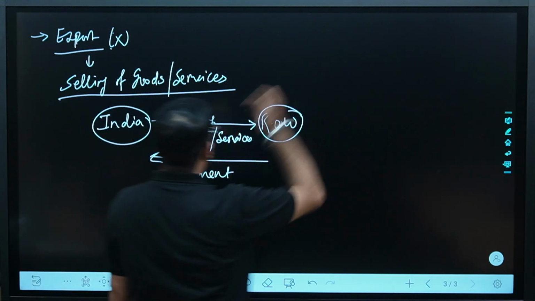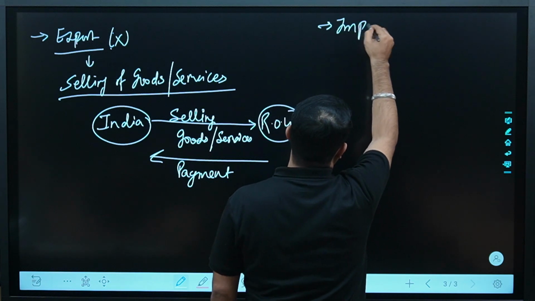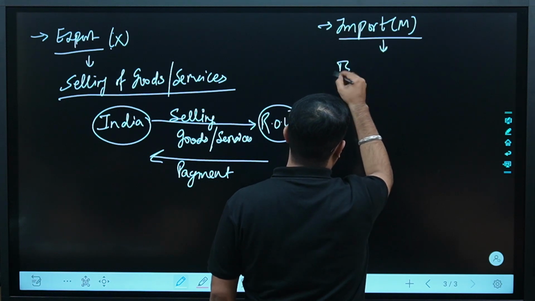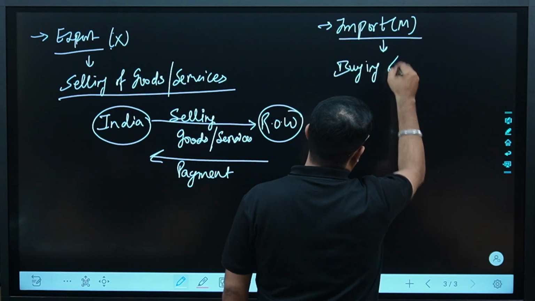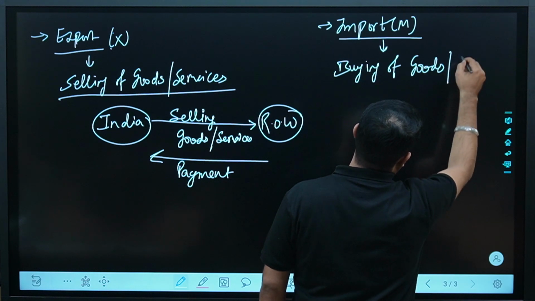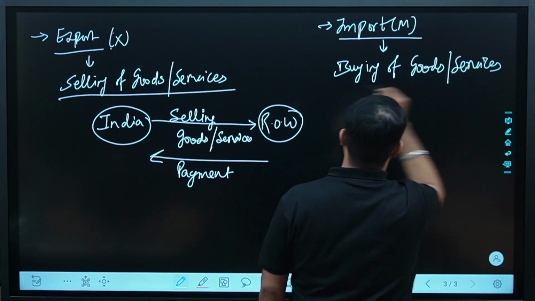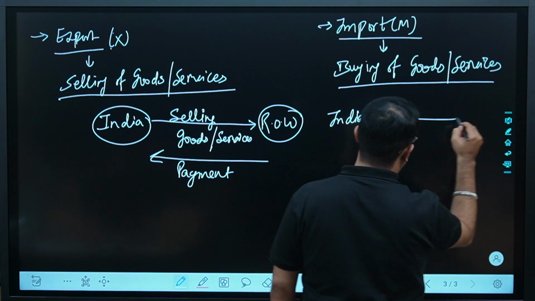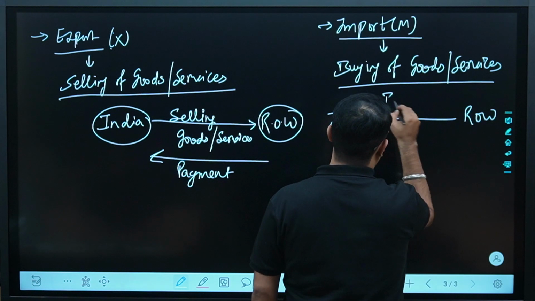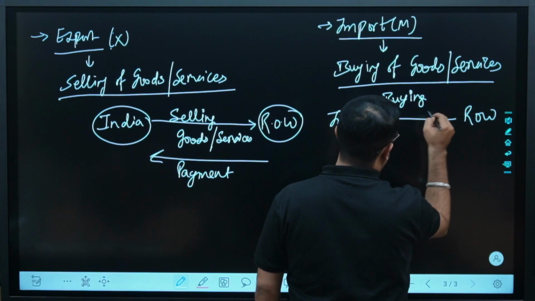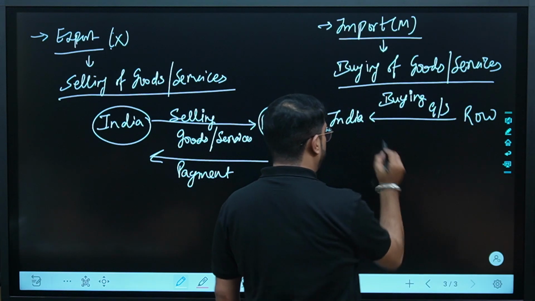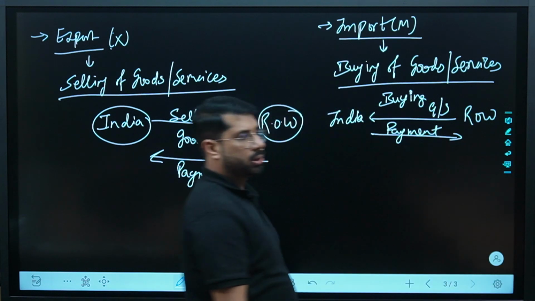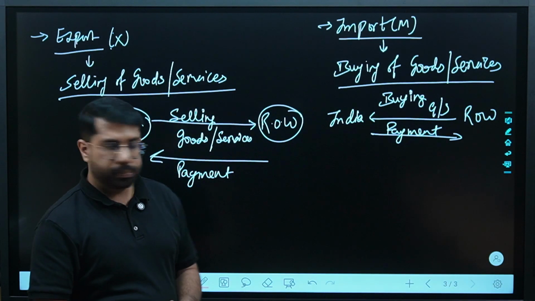Are we clear? On the other hand, import, that is buying of goods and services, that is India buying goods and services from rest of the world and making payment for those goods and services. This is import. Are you clear?